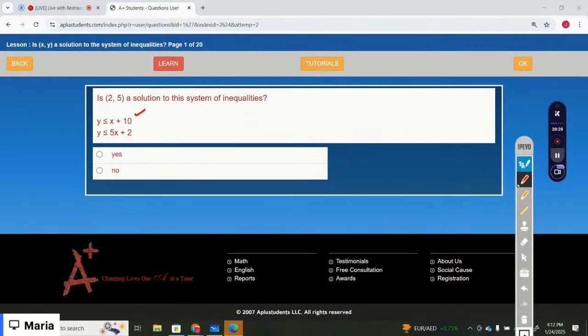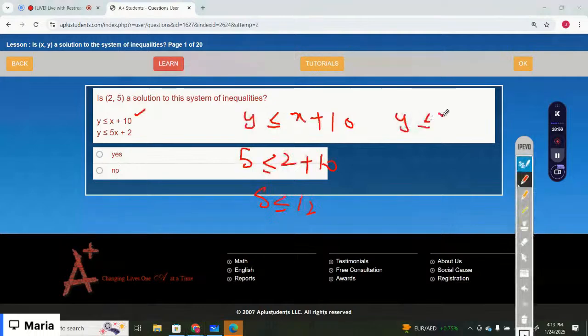Let's just start with the first inequality. Y is less than or equal to x plus 10. Y is 5. 5 is less than or equal to 12. Yes, it satisfies the point. Now let's look at the second one. That is y is less than or equal to 5x plus 2. 5 times 2 is 10. 10 plus 2 is 12. So 5 is less than or equal to 12. The correct option is yes. (2, 5) is a solution of the system of inequalities.